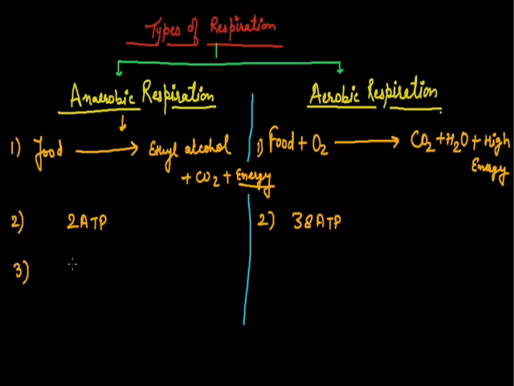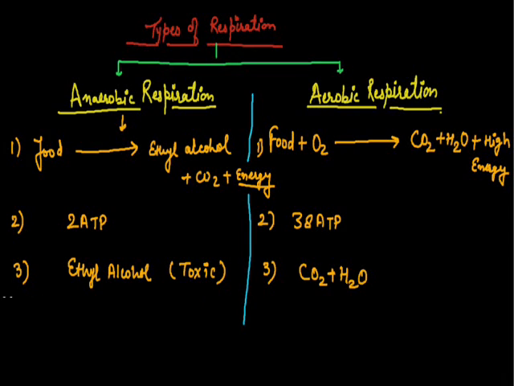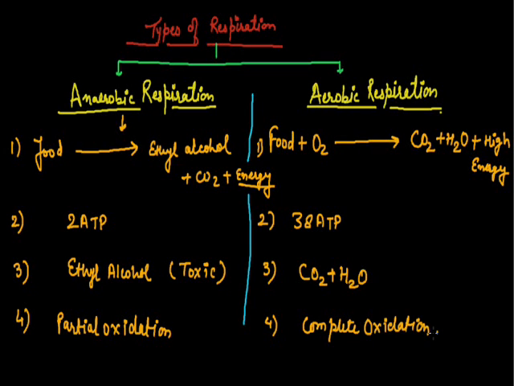The next difference is about products. Here ethyl alcohol is formed, which, if accumulated, behaves like a toxic substance to our cells, while in aerobic respiration, products like CO2 and water are formed, which are not toxic to us. Anaerobic respiration is a partial oxidation process, which is why you get a low amount of energy, while aerobic respiration is complete oxidation of food, which is why a lot of energy is liberated.